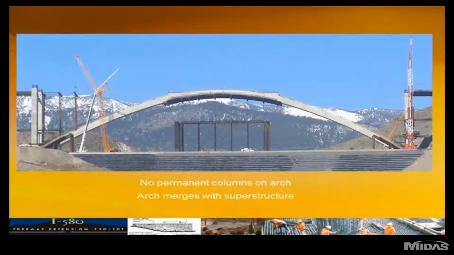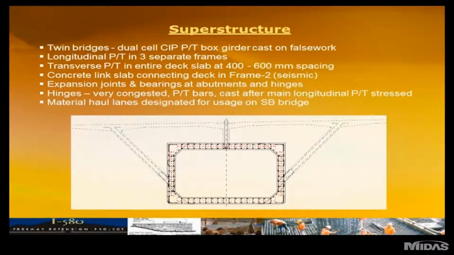Here is a shot of the arch, southbound arch at completion. You can just see some of the remaining false work being removed. So you can get an idea of the crown area where the superstructure will merge with the arch. Here's a typical drawing of the merged area. Again, constant depth box girder superstructure. There was some transverse post-tensioning in the superstructure. All 3 frame sections of the superstructure.